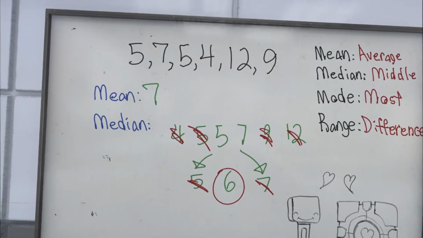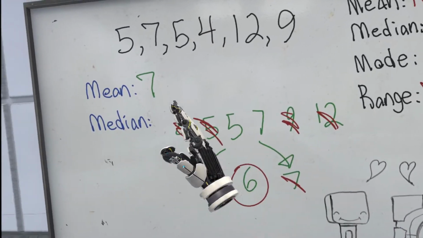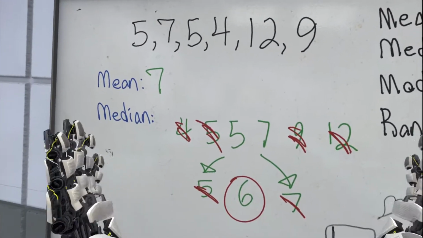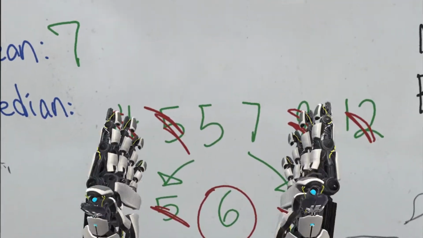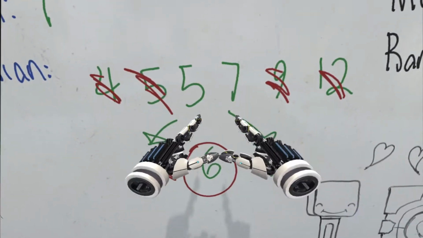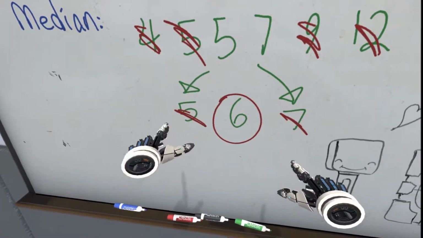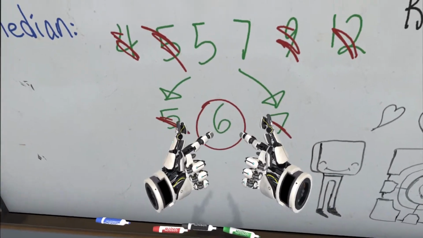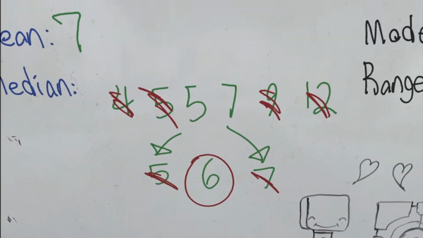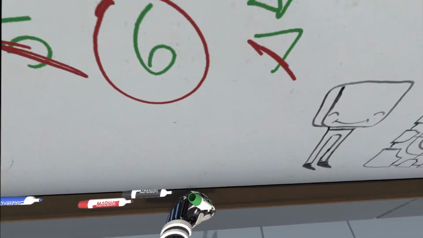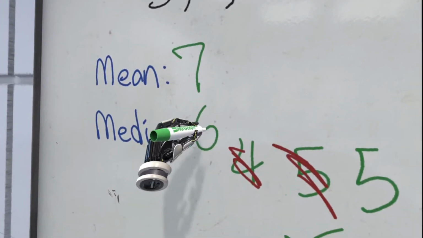So let's see how we got that. Put your numbers in order from small to big, then do the scratch-off method. 1 to the left, 1 to the right, 1 to the left, 1 to the right. If you're left with two numbers in the middle, what you do is you separate them like we did with 5 and 7, list all the numbers in between, and repeat the whole scratch-off method again. And you get 6. So my median here is 6.